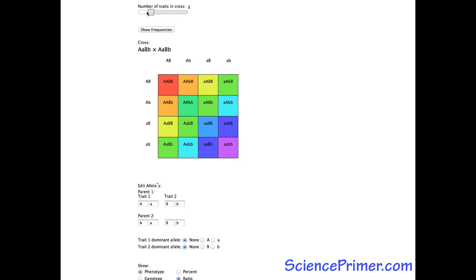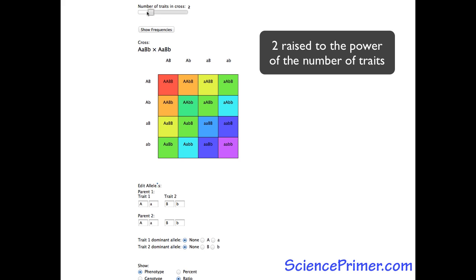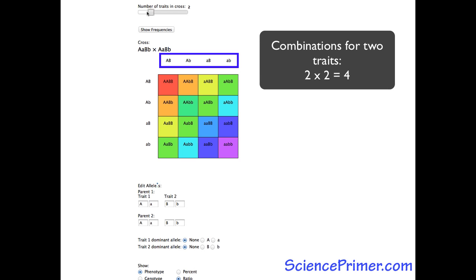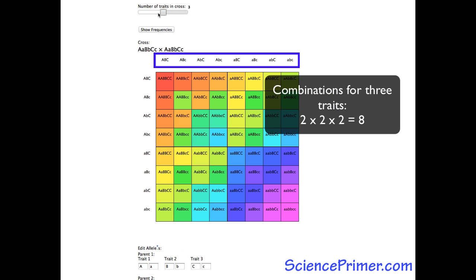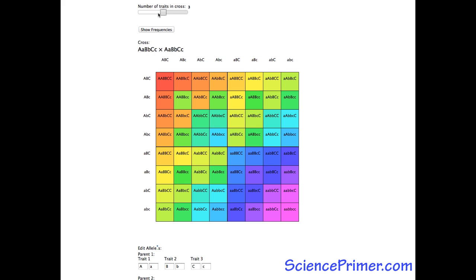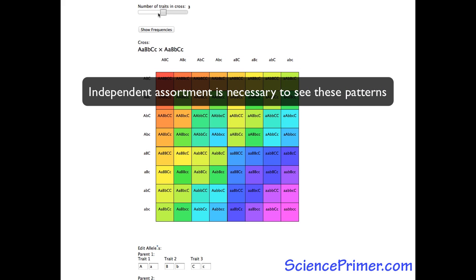Adding more traits increases the size of the Punnett square. Assuming that all traits exhibit independent assortment, the number of allele combinations an individual can produce is 2 raised to the power of the number of traits. For 2 traits, an individual can produce 4 allele combinations. 3 traits produce 8 combinations. Independent assortment typically means the genes of interest are on different chromosomes.